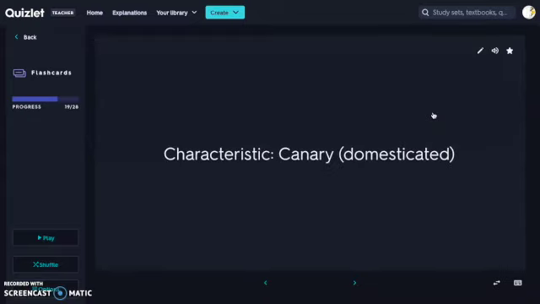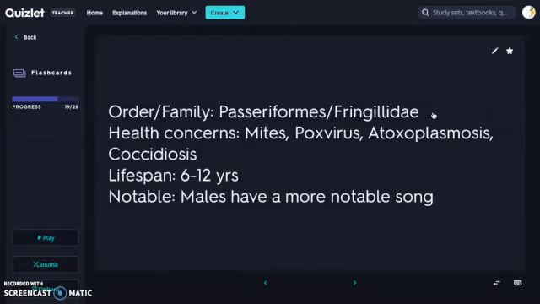Next is a canary. So we're done with our parrot friends, and now on to some more of the songbirds, if you will. So we have the canary. These are Passeriformes, Fringillidae. Passeriformes are our songbirds. So all of the order Passeriformes, those are the songbirds. And then the family is Fringillidae for our canaries.